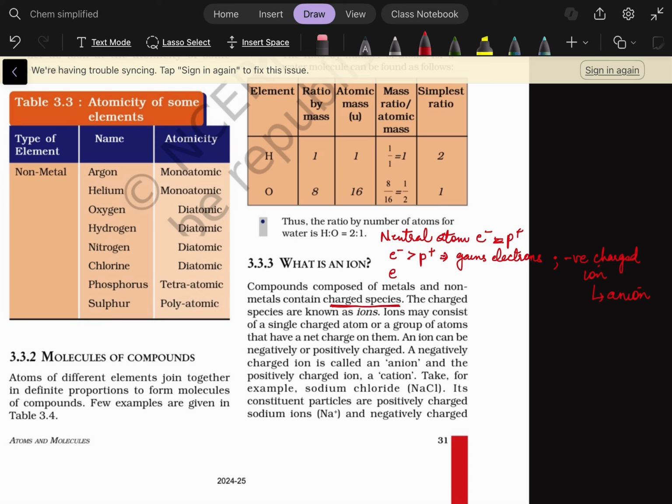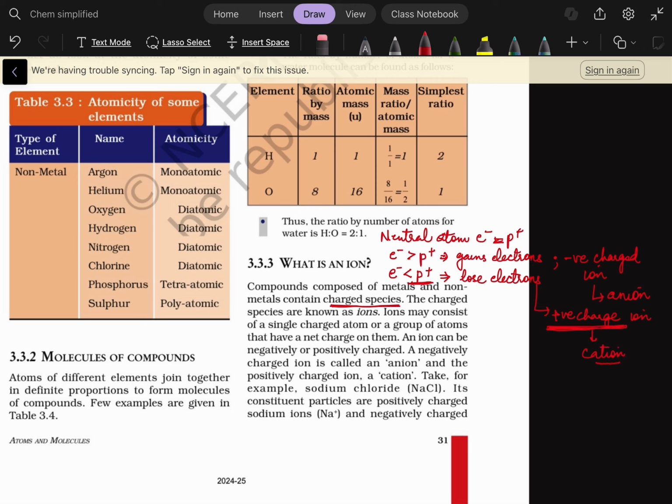And if the number of electrons becomes less than the number of protons, this situation arises when the electrons are lost by an atom. When the atom loses electrons, it has more protons and fewer electrons. So overall this atom will have more positive charge. So it will acquire a positive charge, and the atom which has acquired a positive charge no more remains an atom, it becomes an ion. Now this positively charged ion is called a cation.